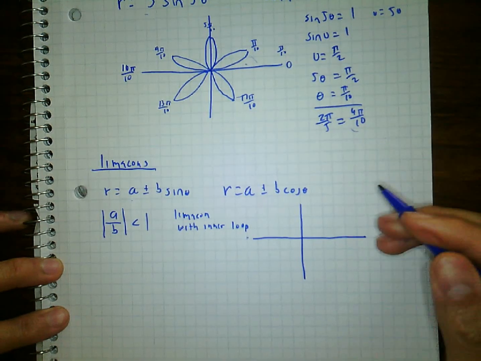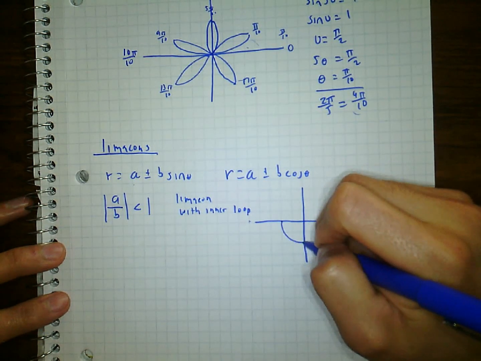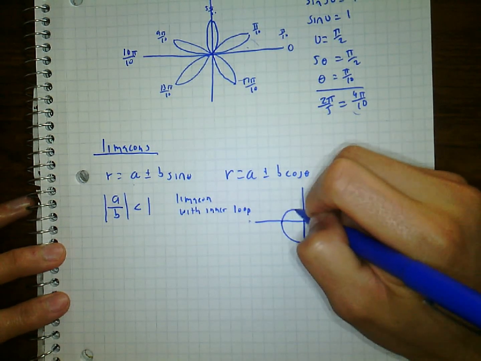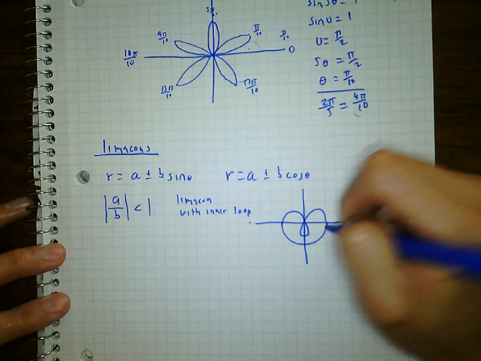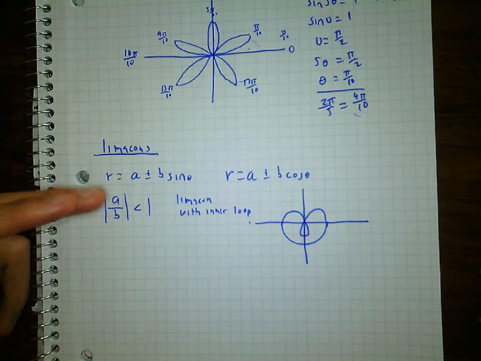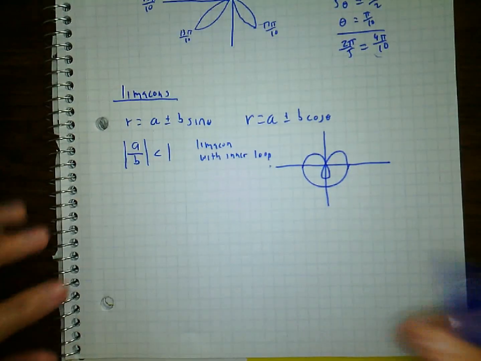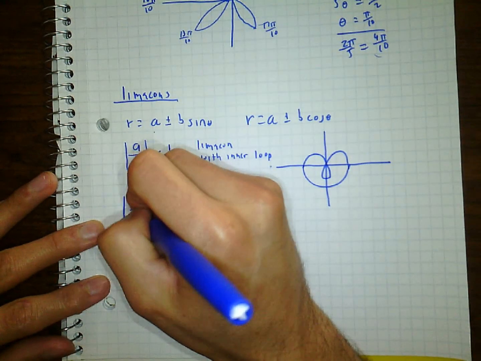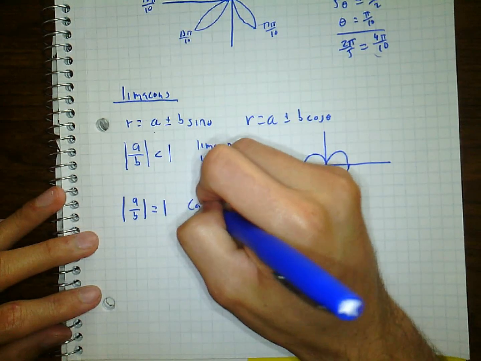So I'll give you an equation here in just a second, but let's say that you have something like that, and they're not very creative. It literally is a loop. Okay? So that happens if you have a divided by b and that happens to be less than 1. If you do the absolute value of a divided by b and that is actually equal to 1, then we have what we call a cardioid.